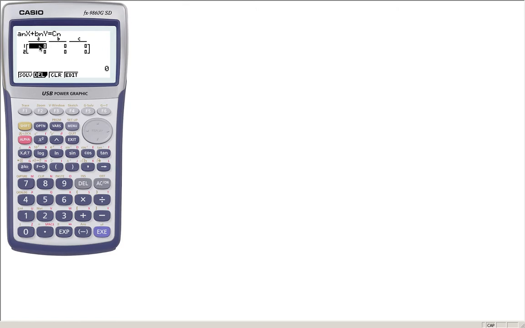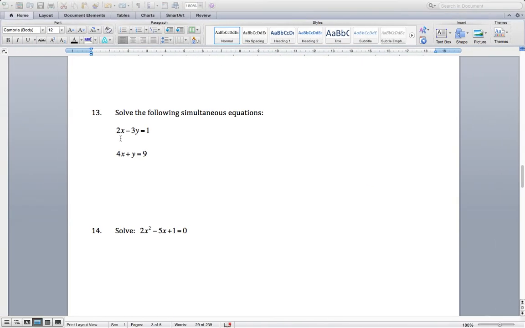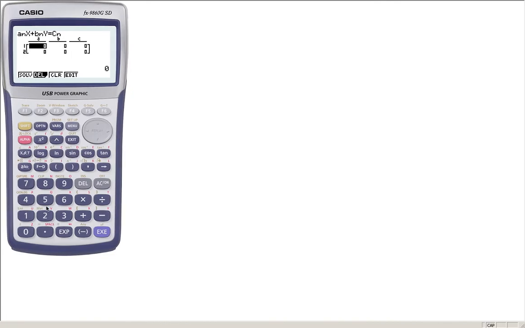So there you have to enter. You can see first row and second row. The first row you have to enter the coefficients. The a is the coefficient of x, b is the coefficient of y, and then c is the constant term which is on the right hand side. So for the first equation, a, b and c are 2, minus 3 and 1. So 2, enter, minus 3, enter and 1.